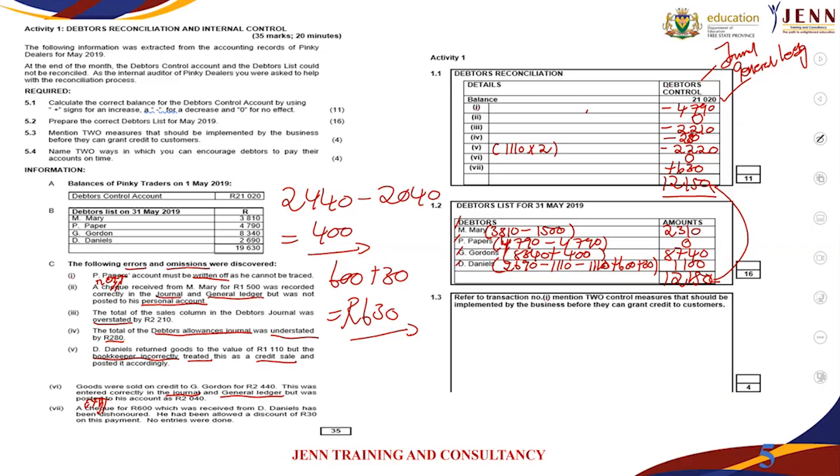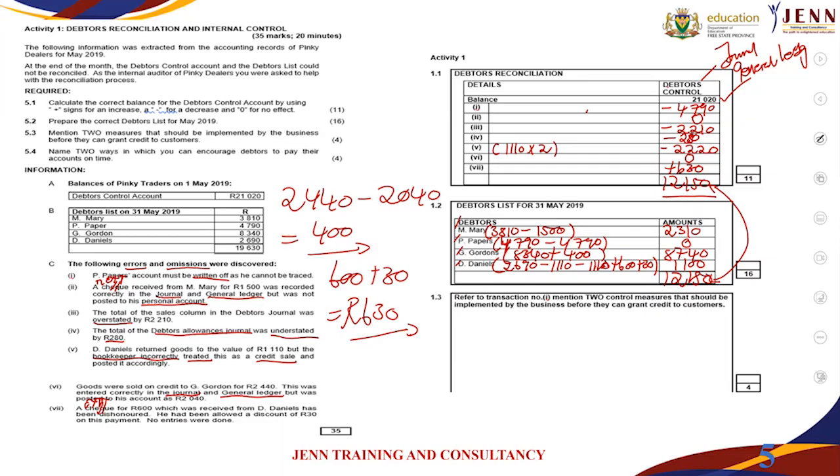So as we carry on to the next activity, I will continue with 5.3 again. I think it's 1.3 on yours because I corrected it, but even if it appears as 5.3, it's still the same question. It says: mention 2 measures that should be implemented by the business before they can grant credit to the customer. You remember we spoke about the credit worthiness. We said that is the ability of the customer to pay back.